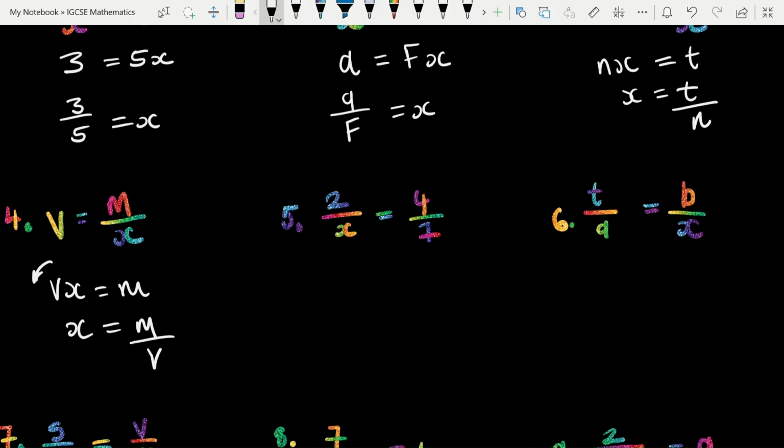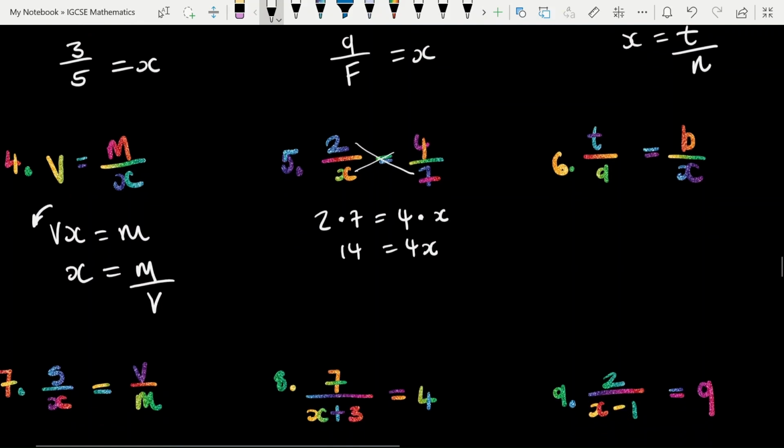You have nothing else. Just those two things: one fraction on the left and one on the right. Then to break the thing, you just cross multiply like this. So 2 multiply 7, you're going to have 2 by 7 is equal to 4 by x. 2 by 7 is 14 is equal to 4 by x, which is 4x.